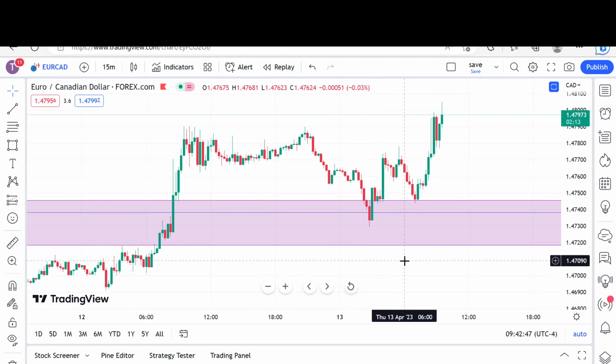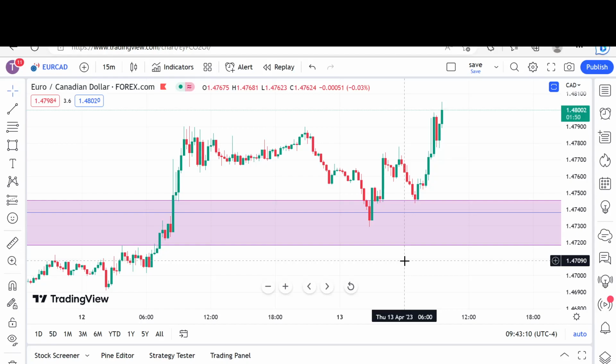That's possible. Okay, so we want to wait for a reaction. We want price to tell us what it wants to do, and it will. Many times it will. Sometimes you're still going to be wrong. And how does price tell us what it wants to do? Well, by giving us that lower time frame confirmation.